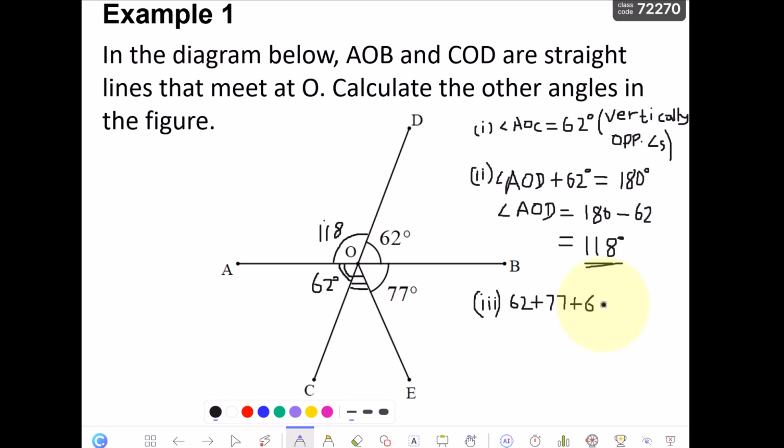So 62 plus 77 plus 62 plus 118 plus 118, then plus the last angle, which is the angle COE. Don't forget to always put your symbol of angle, plus angle COE. Very, very important.